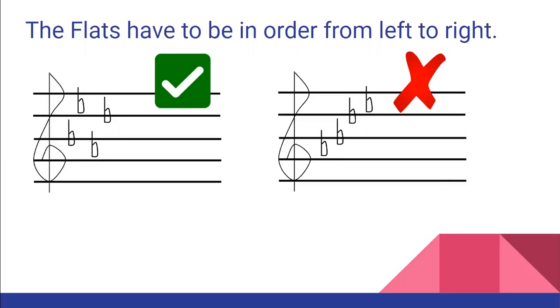Since the flats have to be in order from left to right, there's an example here. The key signature on the left is correct and the key signature on the right is incorrect. Even though they're the same four flats, B, E, A, and D, the one on the left has them in the correct order.